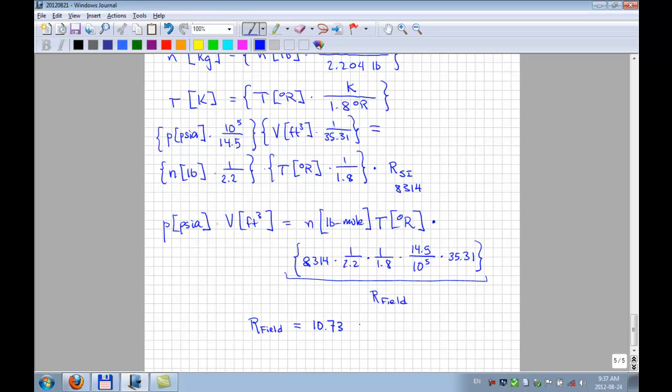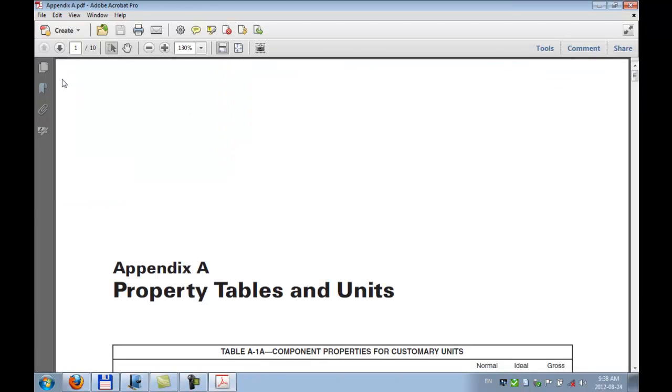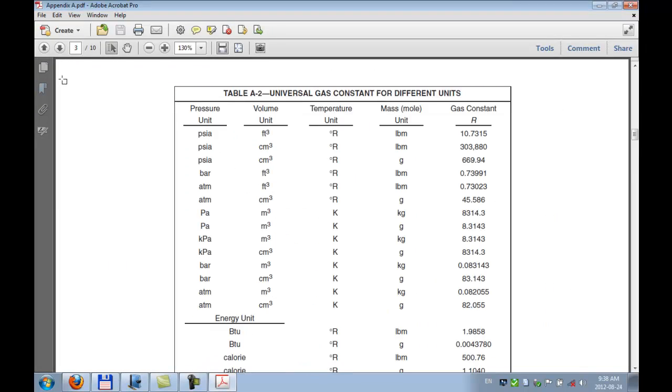And if we do all the unit corrections exact with all the digits, then I believe this is 10.73146 for that set of units: PSIA, cubic feet, pound moles, and degrees Rankine. Now we can check that in Appendix A first. So let's go open Appendix A and find the gas constant table here. And we've got PSIA, cubic feet, degrees Rankine, and pound mass, and we see the 10.73 number.